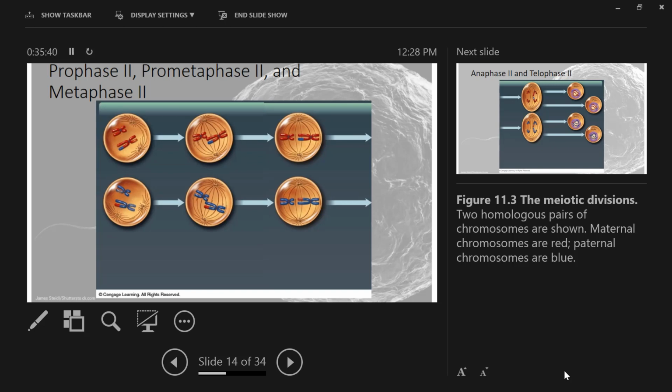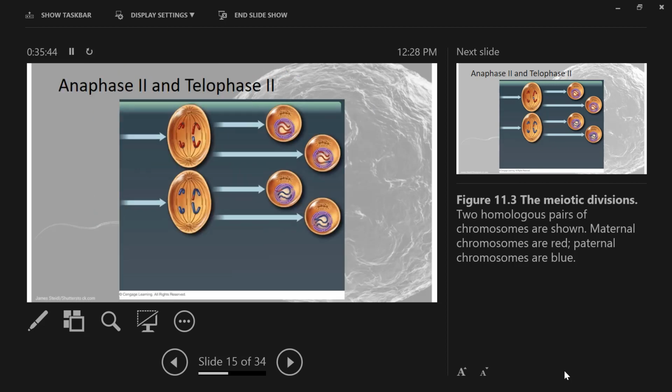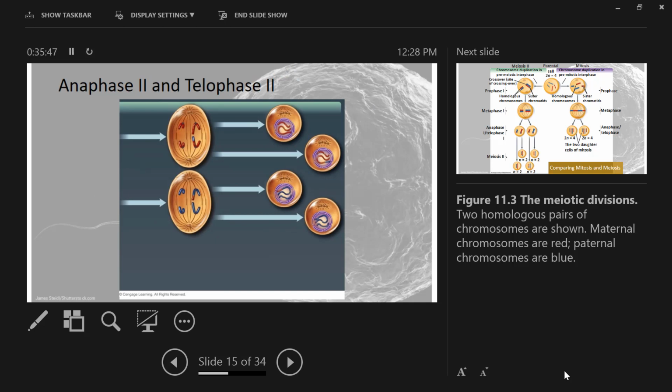Our chromosomes are lined up single file now. Here's anaphase II. Our sister chromatids are pulled apart like they are during anaphase of mitosis. And then here's telophase, where we decondense the chromosomes, rebuild the nuclear envelope, and degrade the meiotic spindle. And so meiosis II is virtually identical to mitosis. And again, meiosis II, virtually identical to mitosis.